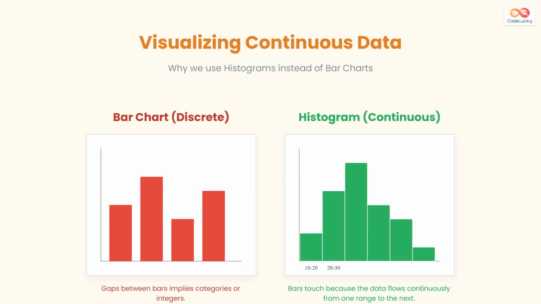When we visualize continuous data, we use a histogram, not a bar chart. Notice how the bars in the histogram touch each other? This shows that the data flows from one range to the next without any gaps. Gaps are for categories. Touching bars are for continuous ranges.